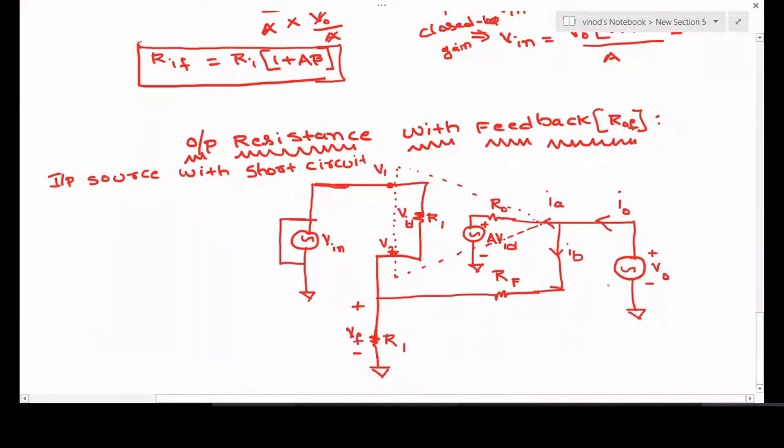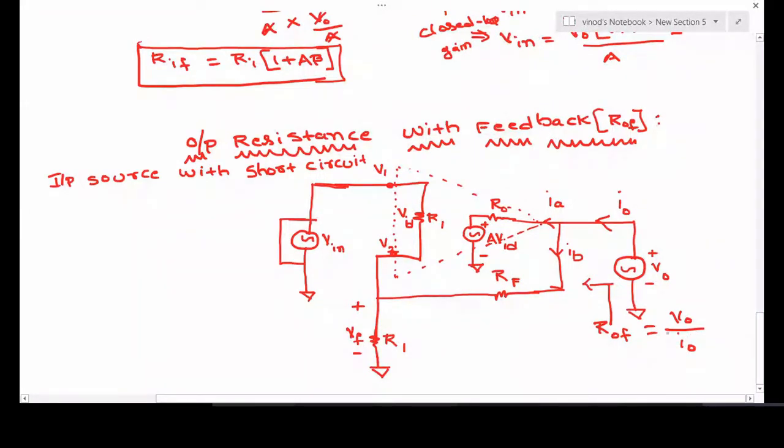Right? Now here I will define the output resistance R_OF. So from the output terminal, whatever resistance we measure is the output resistance. We have connected a source, and because of this some current is flowing, which I am assuming as I0. So R_OF is nothing but the ratio of V0 by I0. Now we have to find the ratio of V0 by I0.